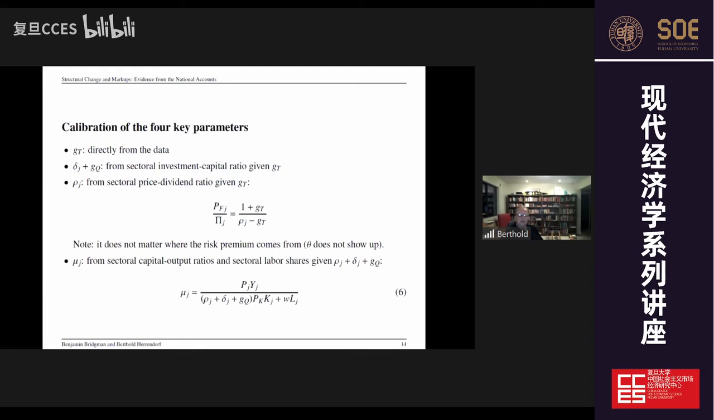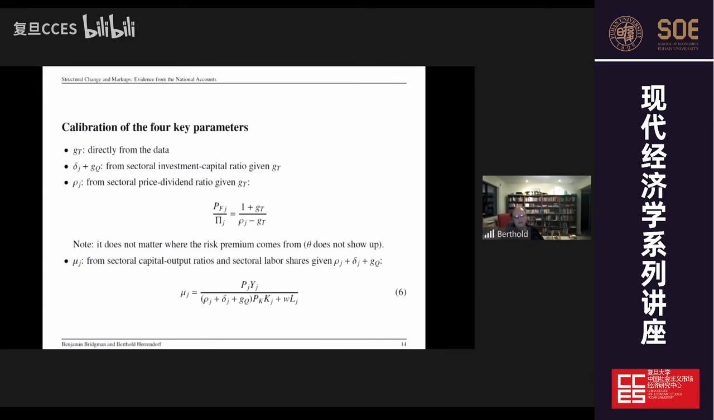Then delta plus the growth rate of the quality of capital, you can think of this as physical plus economic depreciation. Why? Because the growth rate of capital quality is inversely related to the price. So if the capital quality grows, the price of capital falls. That's economic depreciation. If you buy a piece of capital and the price goes down in the future, that's as if that thing depreciated, but economically, and then delta is the physical depreciation.